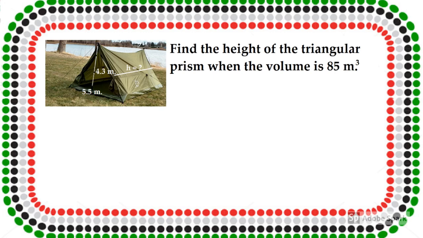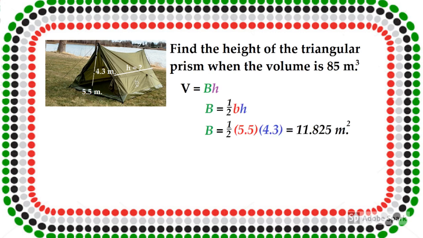What if one dimension is unknown? So, let's try to find the height of the triangular prism when the volume is 85 meter cube. The height of the base is 4.3 and the base of the triangular prism is 5.5 meter. Using the formula V is equal to capital BH, we're just going to substitute the values in the area of the base, which is 1/2 times 5.5 times 4.3, which will give us 11.825 meters square.